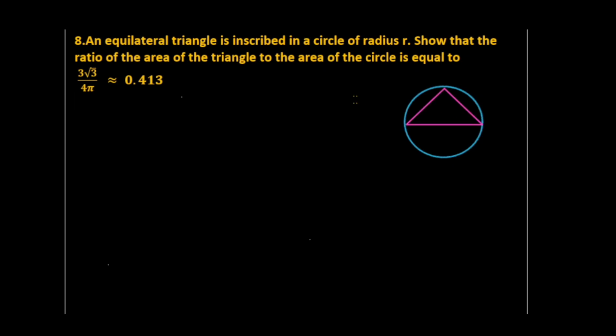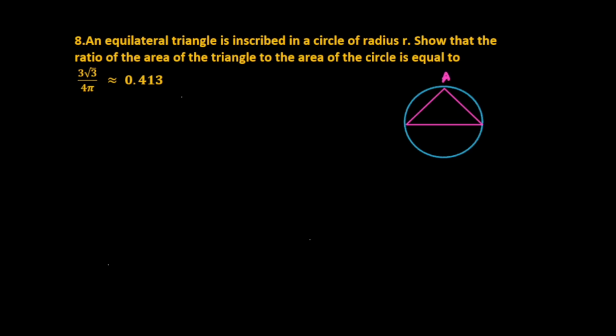So here a triangle is inscribed in a circle. Let's take the triangle's vertices as A, B, C. So this is an equilateral triangle. Now we are having a triangle which is an equilateral triangle. Say the side AB is a and AC is a, because in an equilateral triangle all the sides are equal to a.